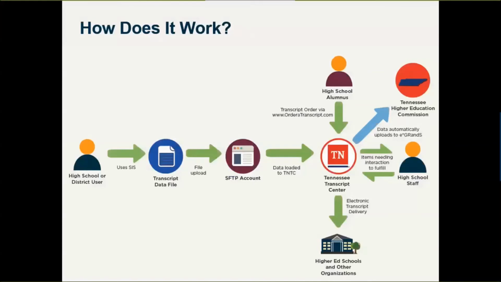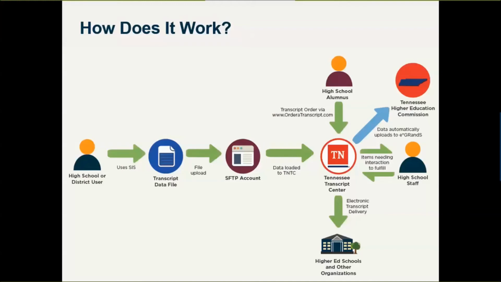So we've talked about quite a bit, and I just want to provide a high-level representation of the different interactions and touch points with the application. So here, starting all the way at the left, you as a high school user or a district user, as we mentioned, you're going to interact with your student information system and run that ZAP extract and generate a transcript data file. You will then log into your FTP account to upload that data file. The Transcript Center will come and pick up the file and load it into the Tennessee Transcript Center.